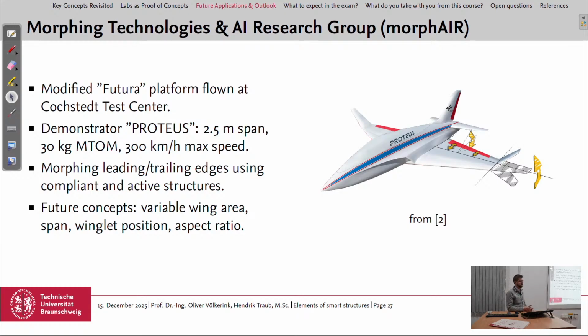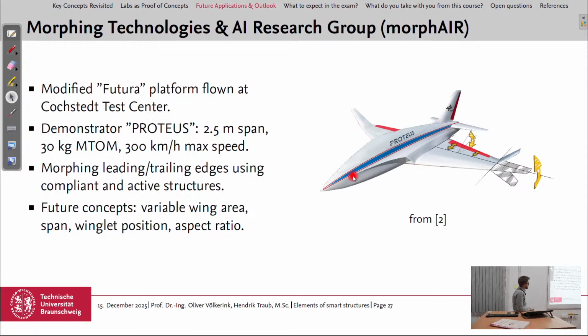German Aerospace Center has bought an airport close by Braunschweig to do all the drone testing there, where no public traffic is, and they called the demonstrator Proteus, which has 2.5 meter span, 30 kilogram maximum takeoff weight, and can reach up to 300 kilometers per hour as maximum speed.